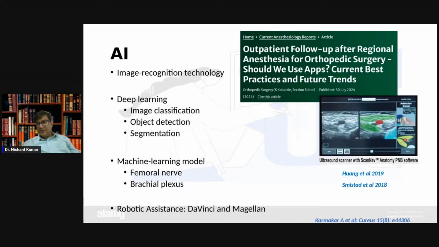Now, if you can see here, this is for your adductor canal block, and here you can see where the artery is, where the nerve is. It tells you exactly where it is. And then obviously nerve blocks have been tried with robotic assistants. Da Vinci and Magellan have been used to deliver the nerve blocks using ultrasound guidance.